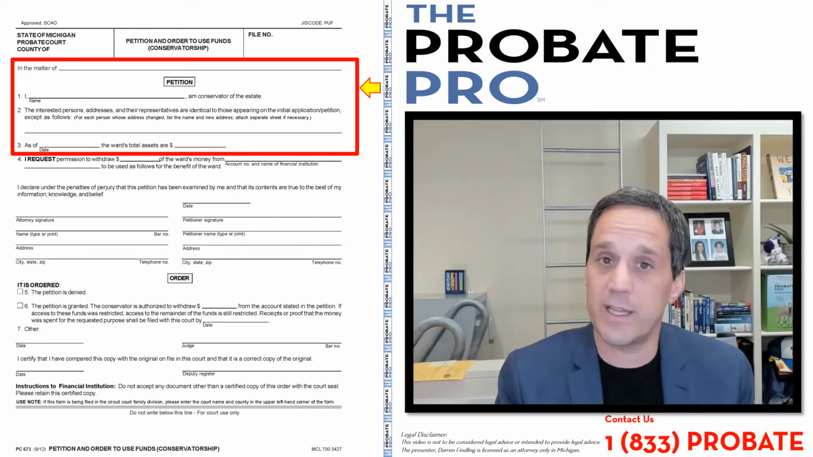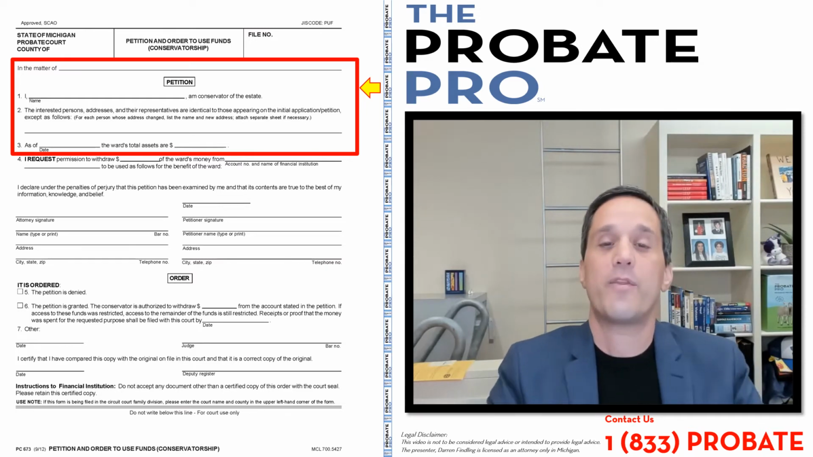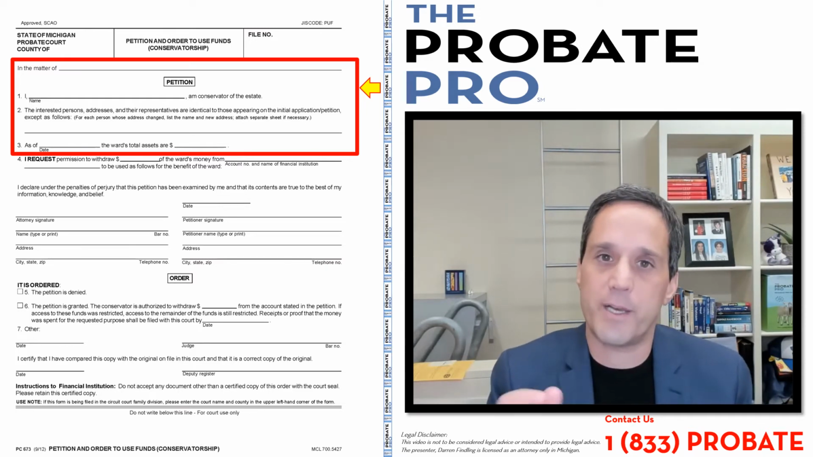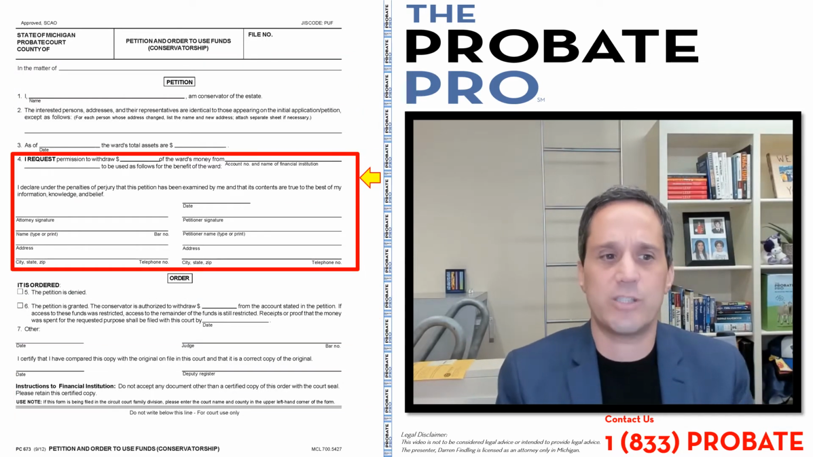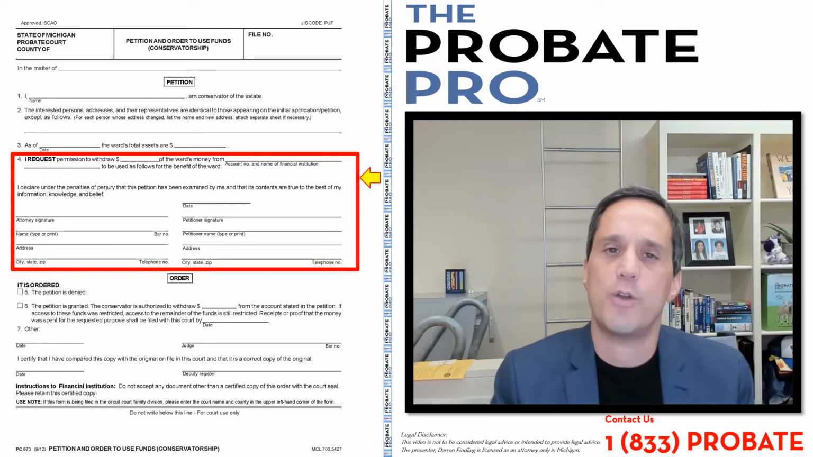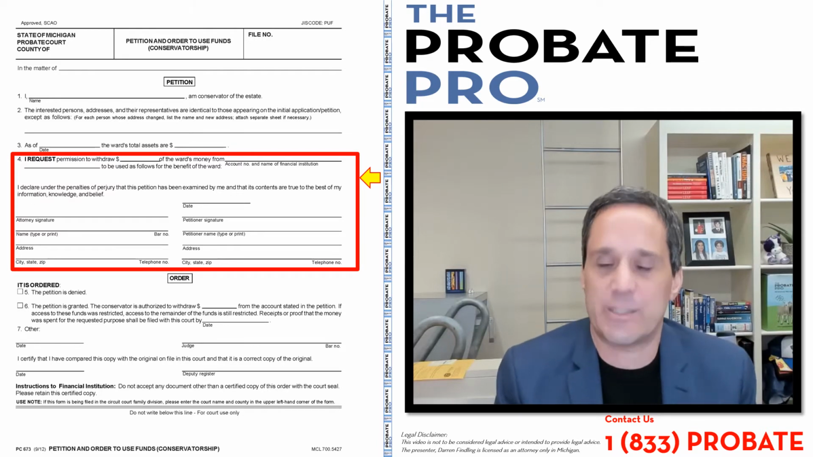For example, if there's a little bit of money and a lot is being requested, the court may have a different opinion than when there are millions of dollars in the conservatorship and a small amount is requested. Section 4 is the request. You're asking the court for the permission to withdraw a certain sum of money from that account for the benefit of the ward. And you will indicate the basis for that request.